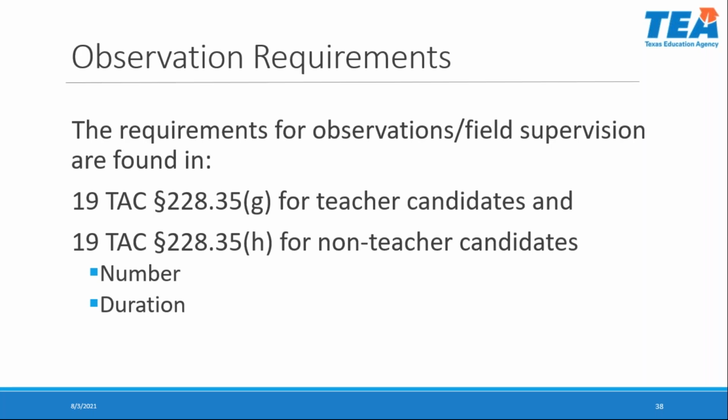Candidates holding intern certificates issued under the governor's waiver, which we've been referring to as WENT certificates, are expected to have been provided field supervision according to the applicable observation schedule in 19 TAC 228.35G or H, and those observations must be reported in ASEP. Candidates that were issued probationary certificates under the governor's waiver or waiver pro certificates were finishers and therefore would not require field supervision. These candidates were not completing internships, so EPPs were not expected to conduct observations, and therefore you would not report observations for individuals holding waiver pro certificates.